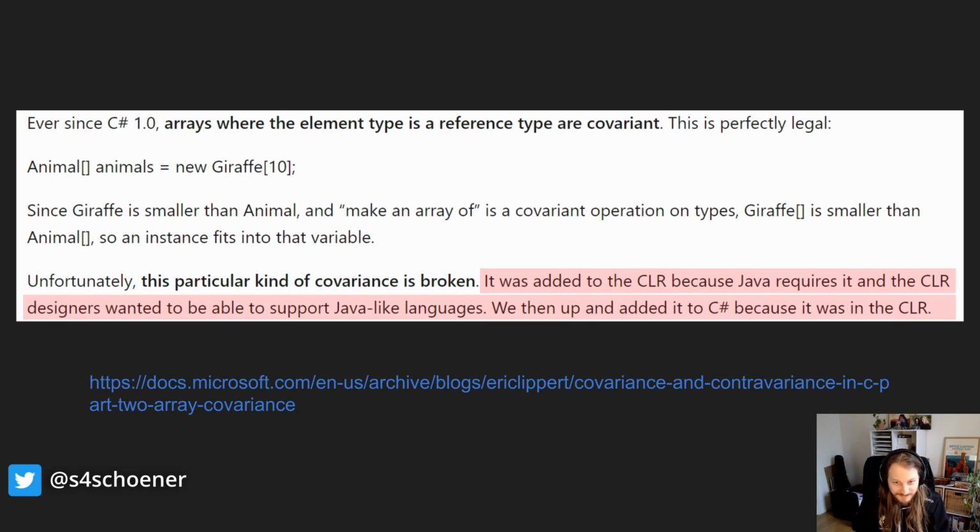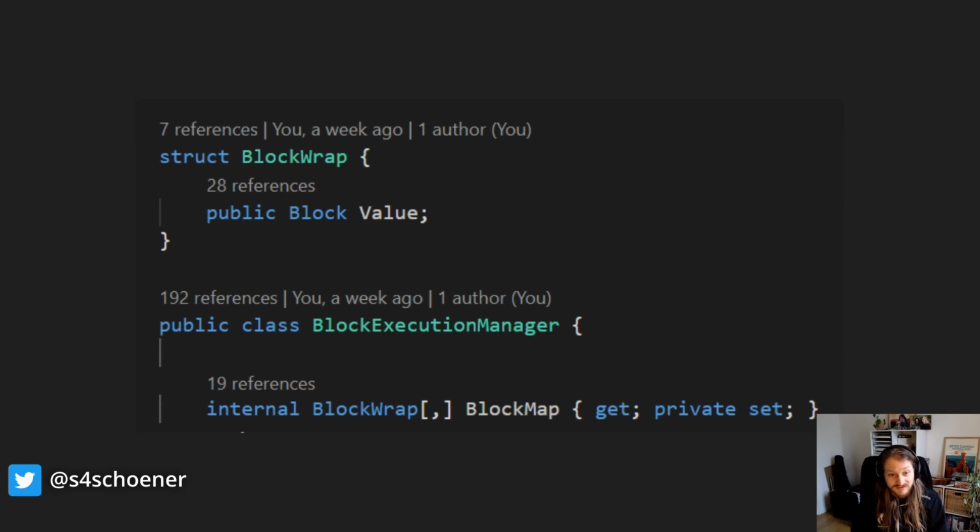But okay, mistakes have been made, and now I get to pay for those mistakes 25 years later because my code is now slow. So I want to add a happy end to that story. This is how I solved the problem. Instead of having an array of blocks, I now have an array of block wrappers. It's a struct. Structs in C# don't have inheritance, so the same problem cannot occur here, because if there's an array of block wrappers, it cannot be of a subtype. Functionally, it's doing the same thing, and it immediately made the line completely disappear from the profile.